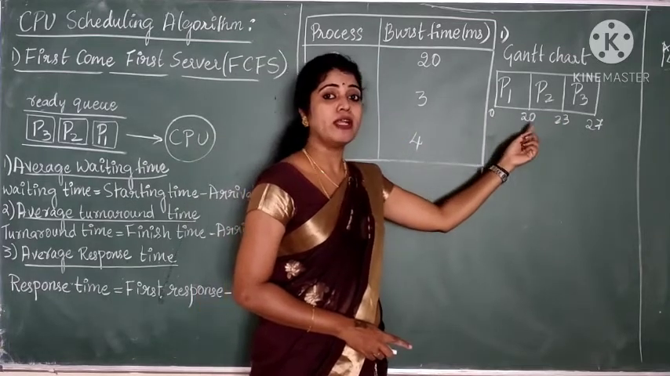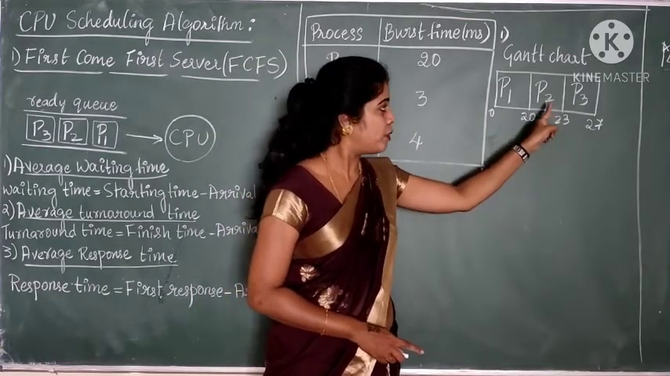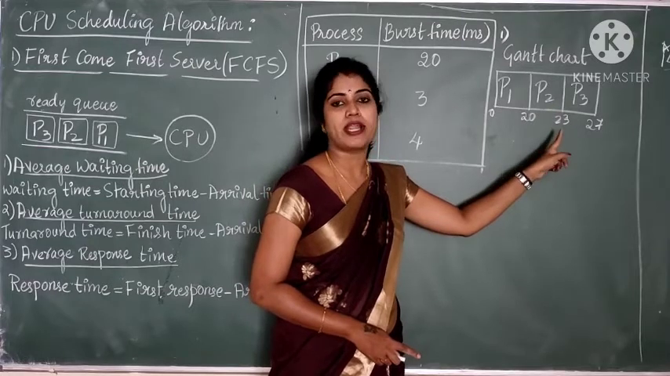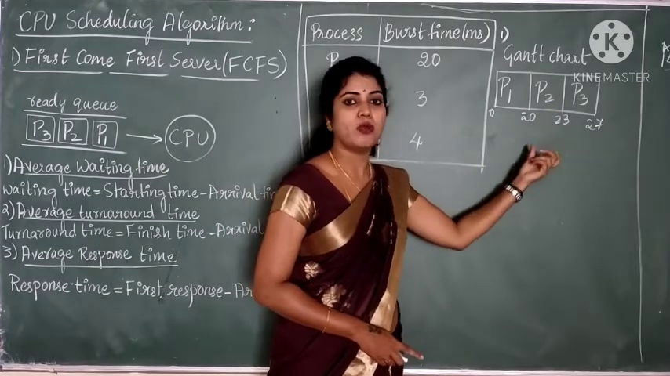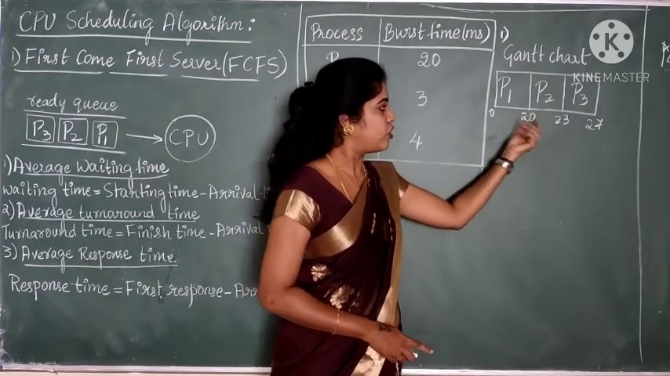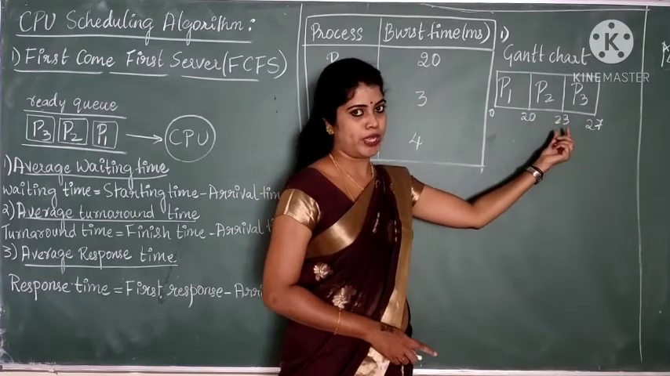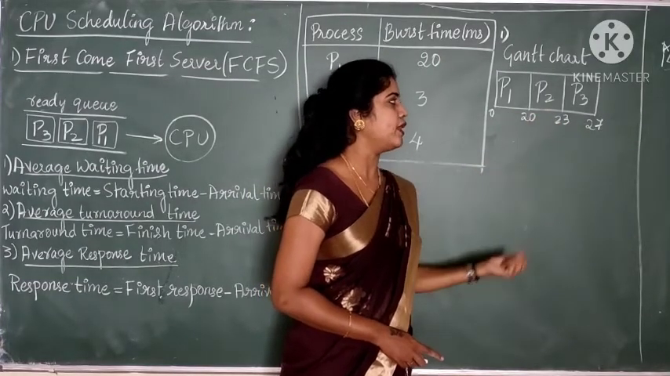So here you should not directly write 3. Even though P2 wants only 3 milliseconds, you should not write 3 directly, because you will be taking the cumulative. After 20 plus 3, how much do you get? 23. Okay, 20 plus 3 gives you 23.